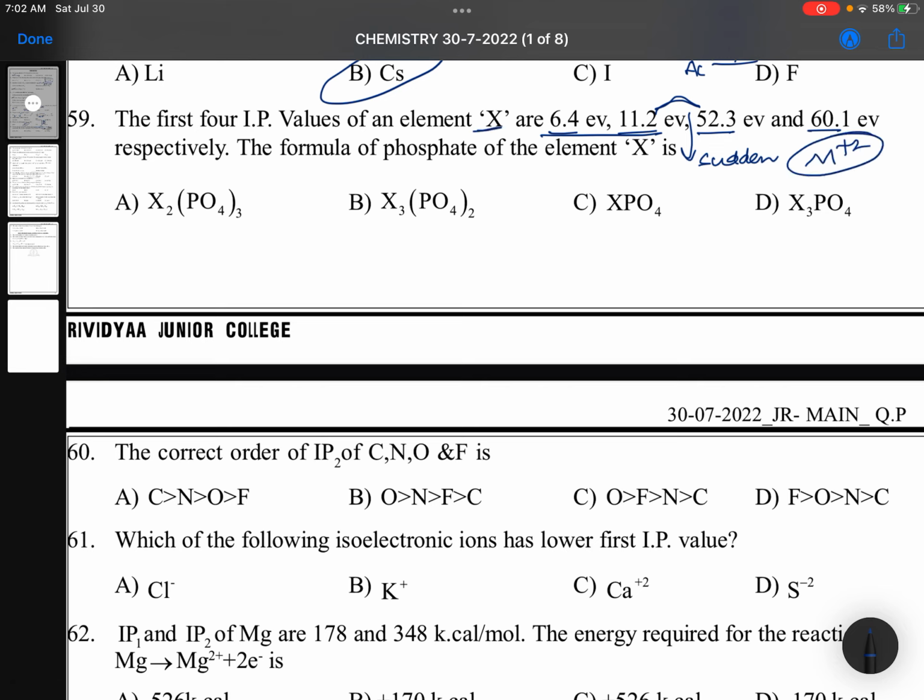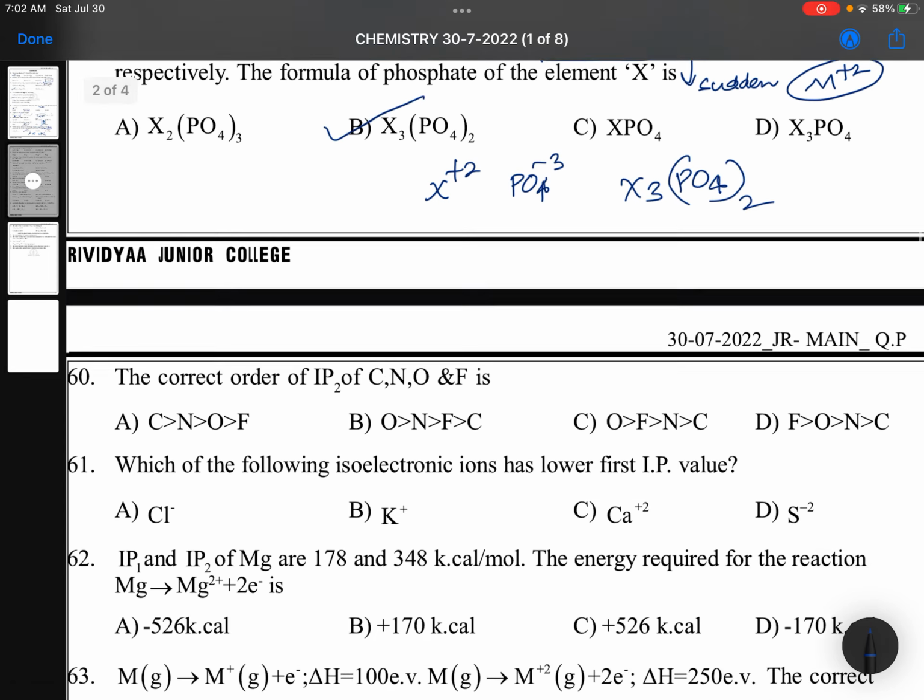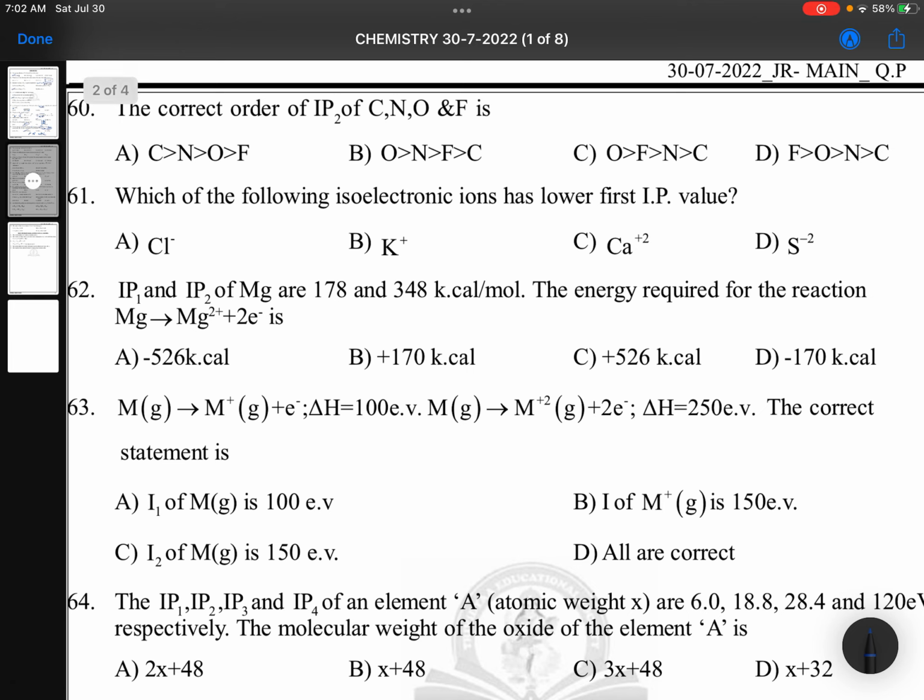Okay, X is mentioned, so X plus 2. Phosphate is mentioned, PO4 minus 3. So the formula is X3(PO4)2. Good question. The correct order of IP2 of O, F, and C is a very standard question. You know the reason? Okay, now IP2 means one electron is gone already. So this is nitrogen, this is oxygen, this is carbon, this is boron. Nitrogen has half-filled stability. So this is great.